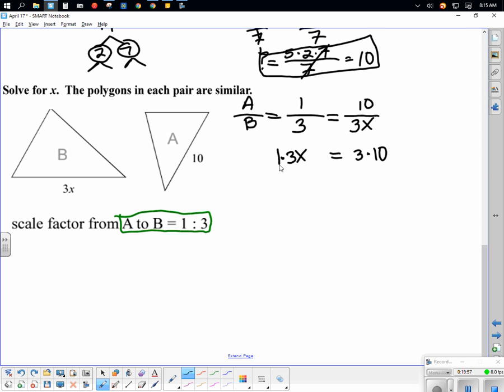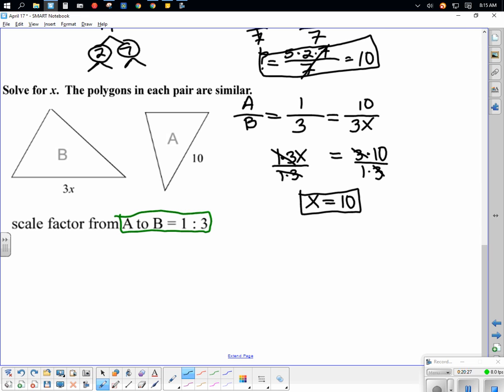Now, if I want the x by itself, I should divide by 1 times 3. And when you do it to one side, you do it to the other side. The reason I do that is because I want these to cancel. So the answer is x is equal to, if you have the same number on top and the bottom, you can cancel it. I can cancel the 3's. So the answer is 10 over 1, but 10 over 1 is 10. So my x is 10.